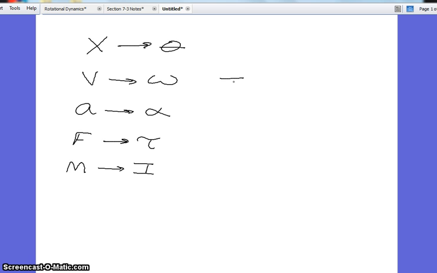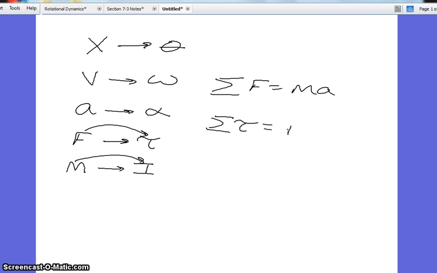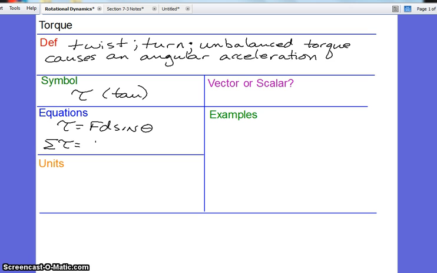So if we look at that, total force equals mass times acceleration. We're just replacing force with torque, and we're replacing mass with moment of inertia, and we're replacing acceleration with angular acceleration. So this is our second law of motion in terms of rotation. It's really just the second law.